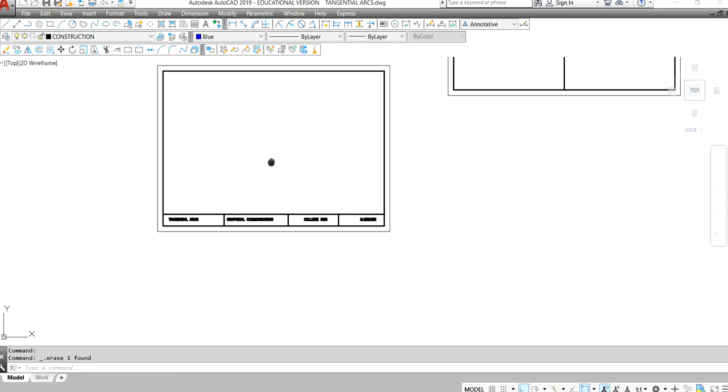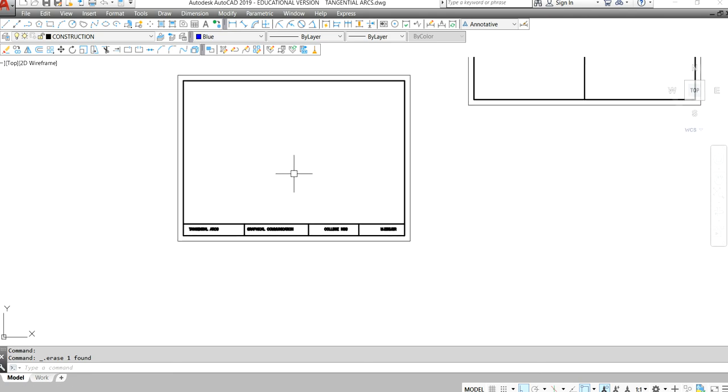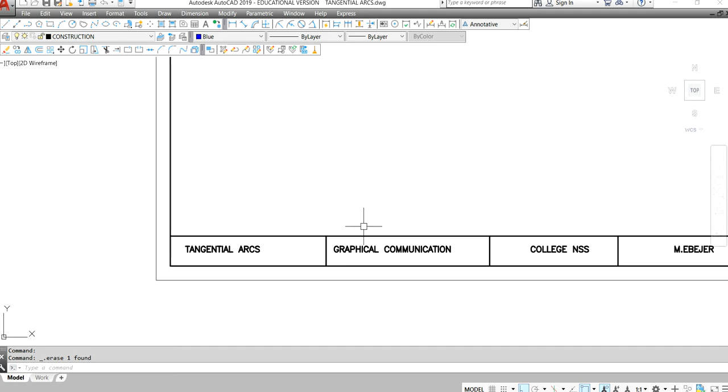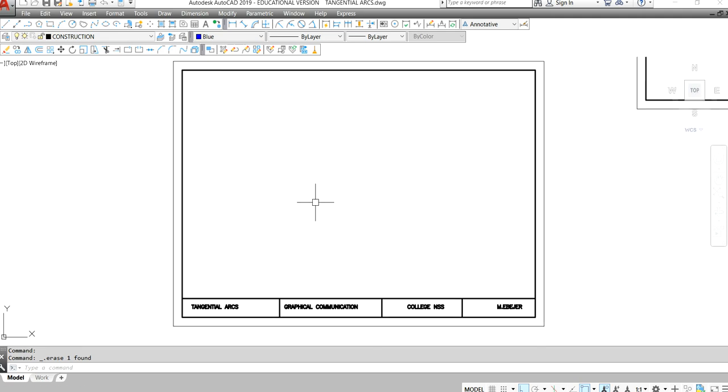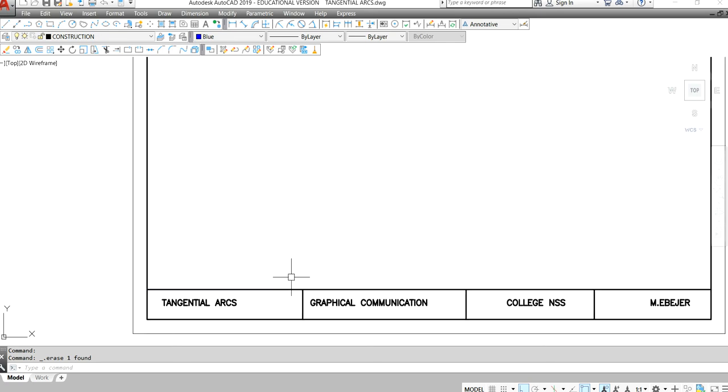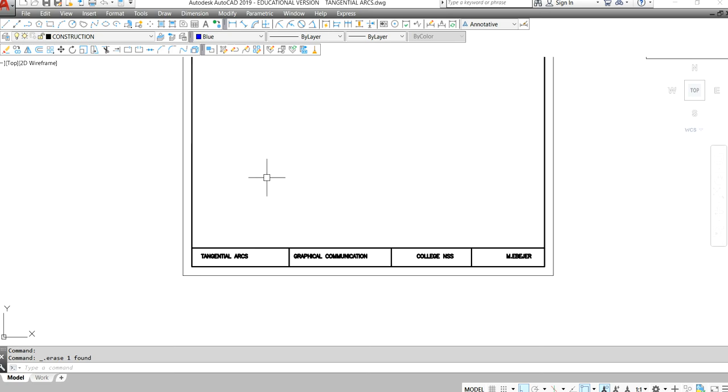Okay, how are you? Today we're gonna start a new topic, plane geometry. It's called tangential arcs. Prepare a fresh paper, a border, and a title block. Basically, this topic is about a number of circles touching each other. That's why it's called tangential arcs. We're gonna do some attractive designs and useful as well.